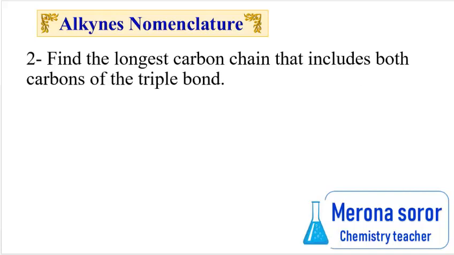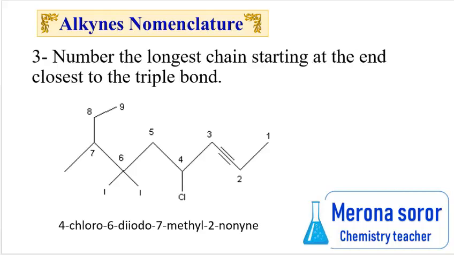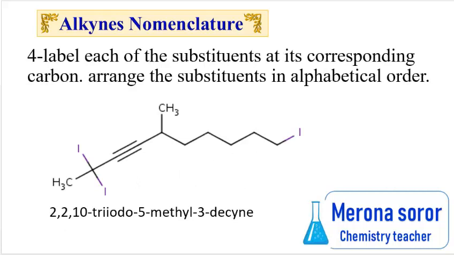Step number 2. Find the longest carbon chain that includes both carbons of the triple bond. Step number 3. Number the longest chain starting at the end close to the triple bond. Step number 4. Label each of the substituents at its corresponding carbon. Arrange the substituents in alphabetical order.